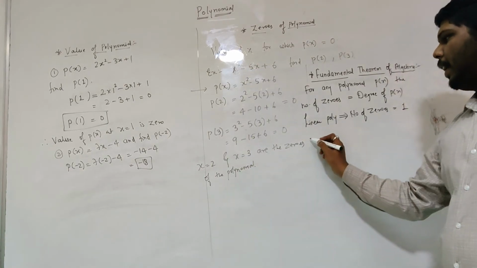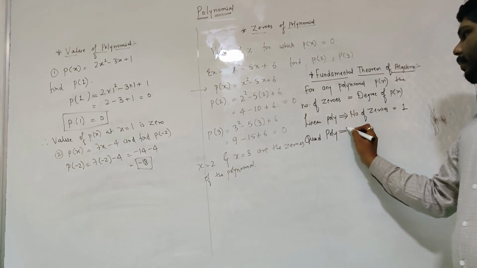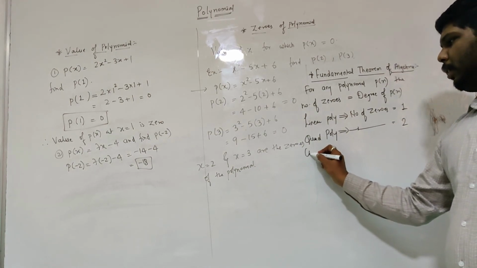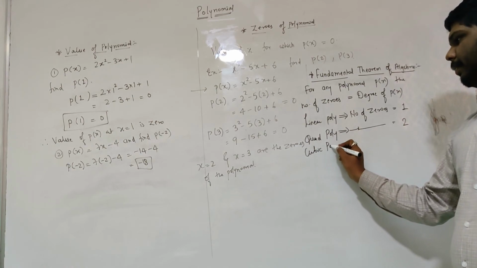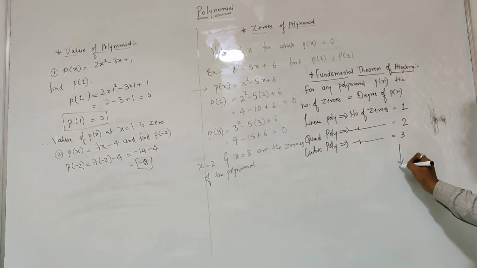Similarly, we saw one quadratic polynomial now. So if it is a quadratic polynomial, the number of zeros will be equal to 2. Similarly, if it is a cubic polynomial, the number of zeros will be 3, and so on.